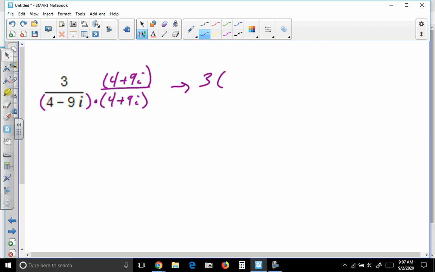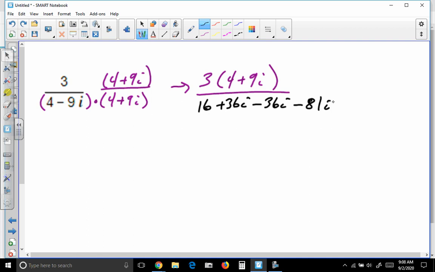So on top, we have 3 times 4 plus 9i. And when we distribute the bottom, we get 4 times 9i. So 4 times 9 is 36. When we distribute the minus 9i, we have a negative times a positive. 9 times 4 is still 36. And then when we multiply these together, we have a negative times a positive, which is negative. 9 times 9 is 81. And i times i is i squared. So on top, we're just going to leave that.